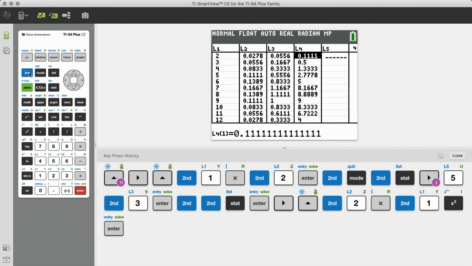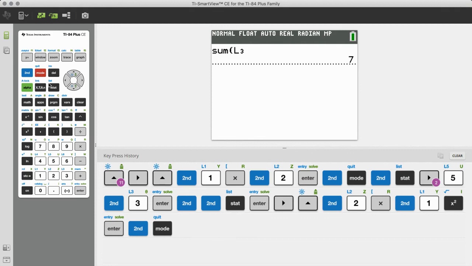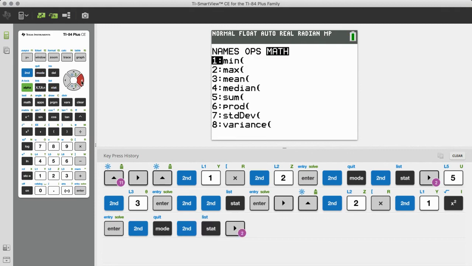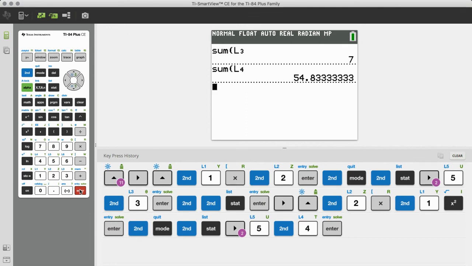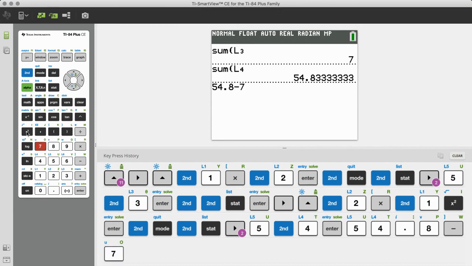And then we're going to get out of here and we will find the sum of that list. So the sum of list 4. All right, and we get 54.8 to 3 significant figures. Okay, and again, I'm hoping you're writing those on your paper. So now if I want to do the variance, I'm going to take the 54.8 that I just found and I'm going to subtract the expected value, which is 7 squared. And I should get 5.8.